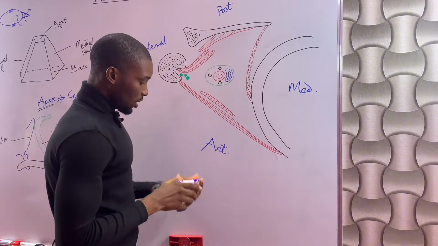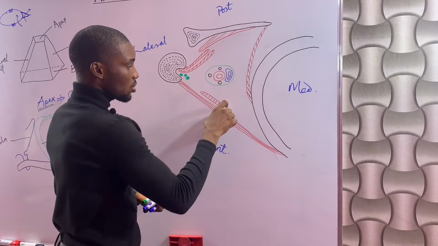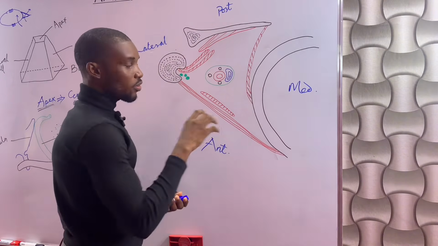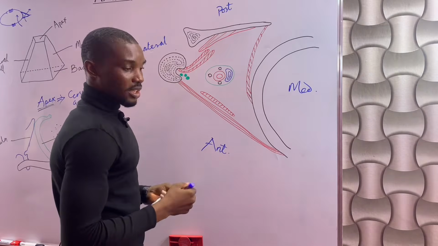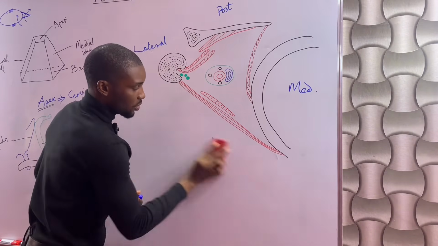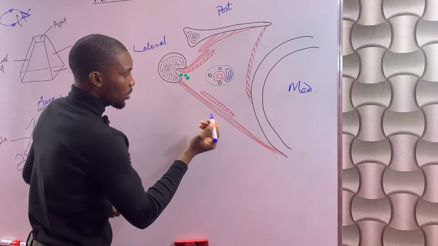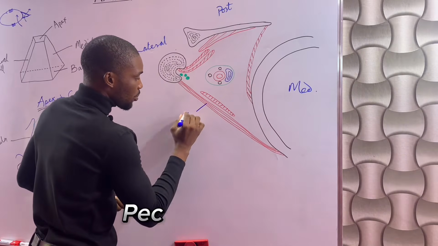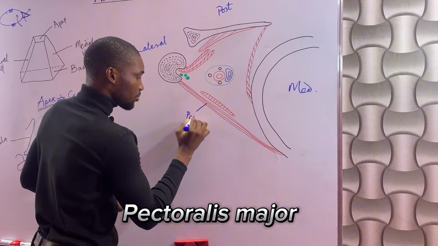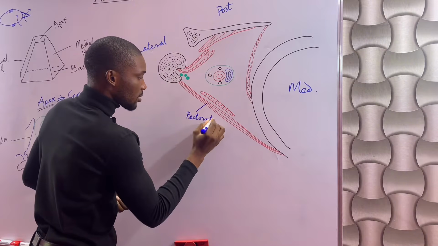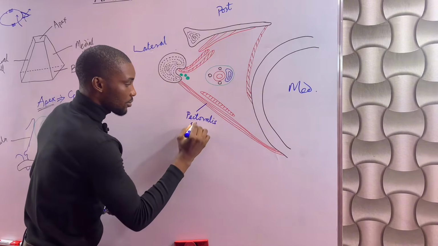If you look at the anterior part, you see two muscles. Two muscles form the bulk of the anterior part, and those are the pectoralis muscles. So let me wipe this off. So we have the pectoralis muscles. This is the pectoralis major.